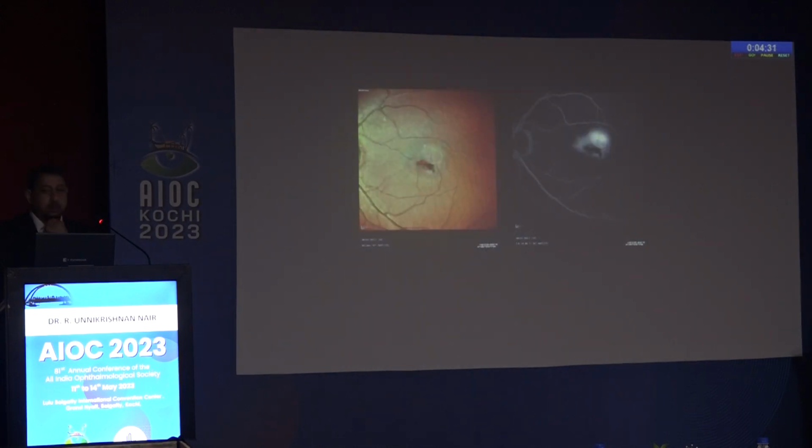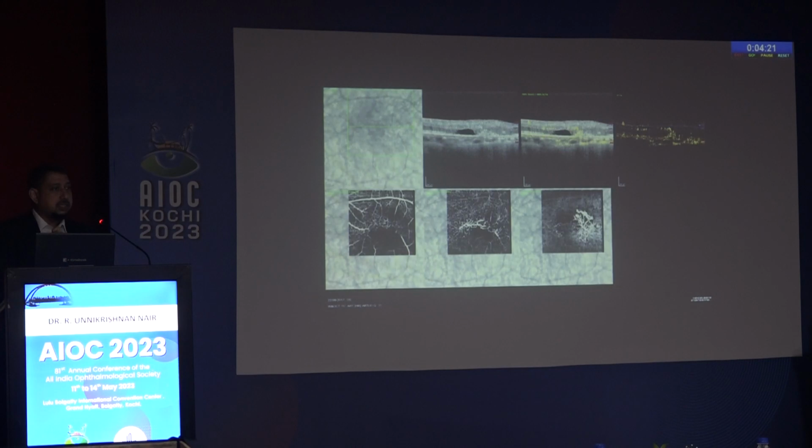Another use in MACTEL is that when there is a CNVM and you do an FFA, you get a lot of blooming. You don't know whether this blooming or leakage is because of the MACTEL or because of the CNVM. But look at this. The OCTA picks out this anatomical component of the CNVM and tells you that it has gone beyond a plain non-proliferative. It is the blooming and the leakage because of the CNVM.